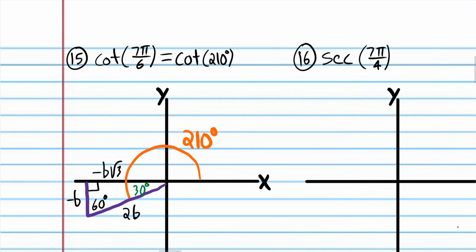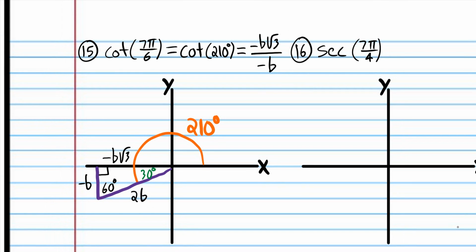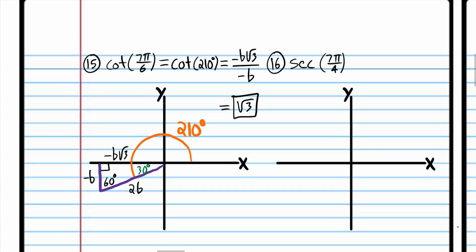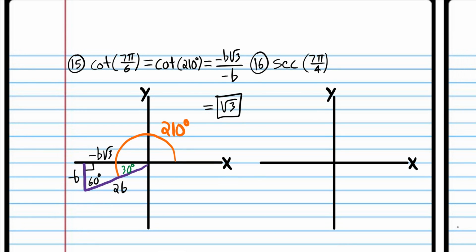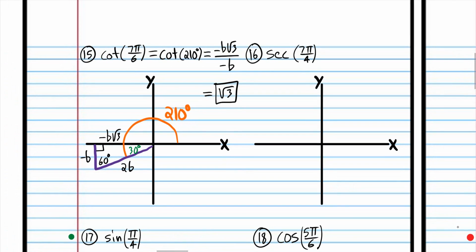So now, what is cotangent? Cotangent is the side adjacent the green reference angle divided by the side opposite the green reference angle. The b's and the negatives cancel out, and you're left with root 3. So what this means is we can calculate these values without a computer. You don't need your TI-84 Plus or your iPhone or your Hewlett-Packard or your Casio or whatever.